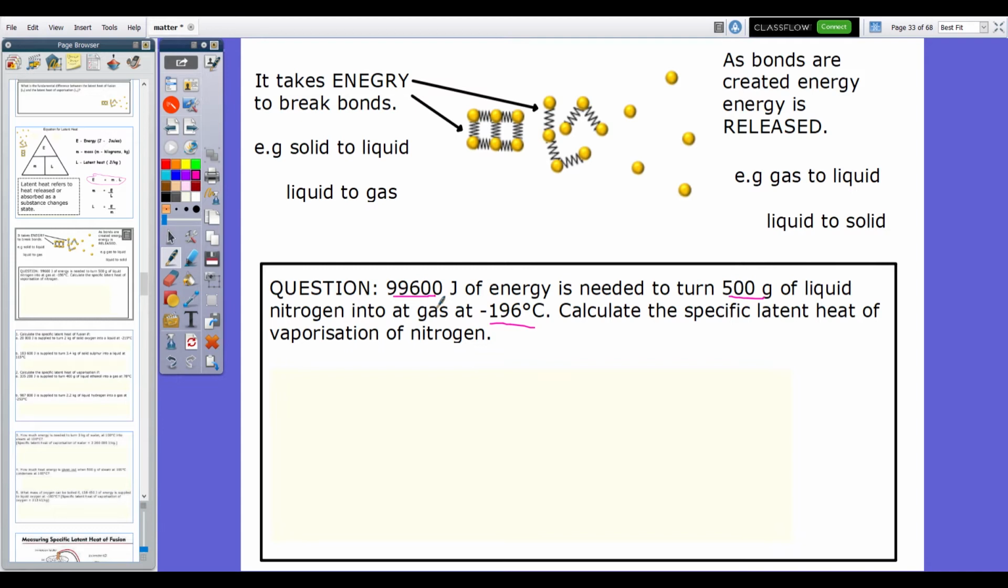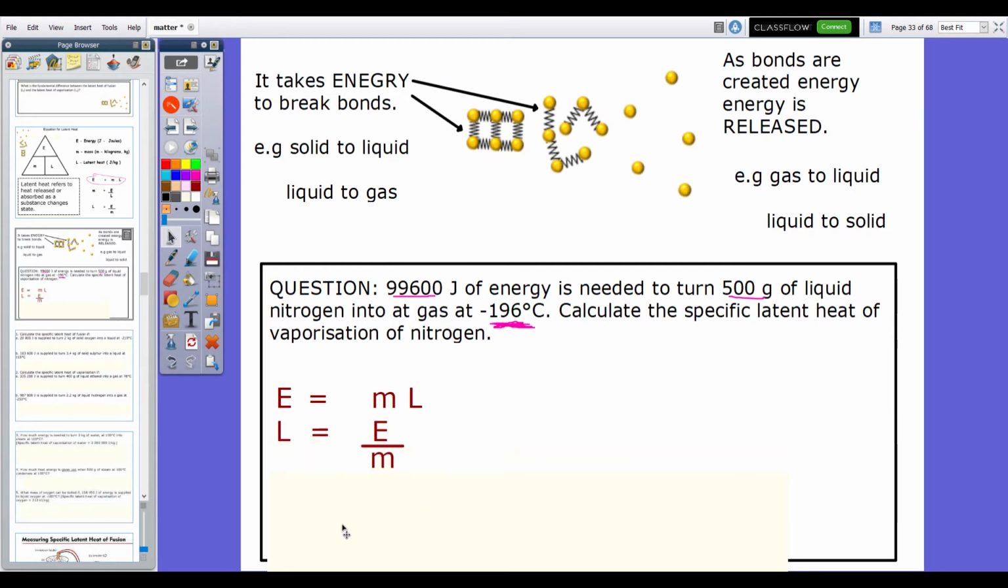Well, the one that's redundant is the temperature, because we know there is no temperature change. This is just telling us what the actual boiling point of nitrogen is. It's not going to affect the value. It could just say it's at constant temperature. We don't need to use that in our calculation. So let's write down our formula. It's E equals ml. We've been asked to calculate L, latent heat of vaporization. So L equals E over M.